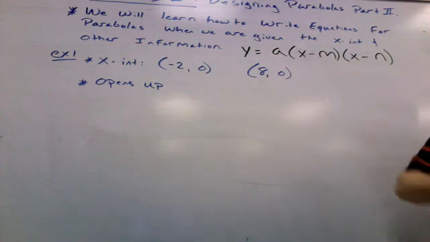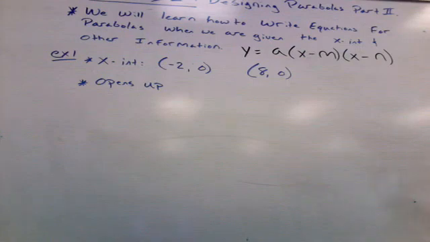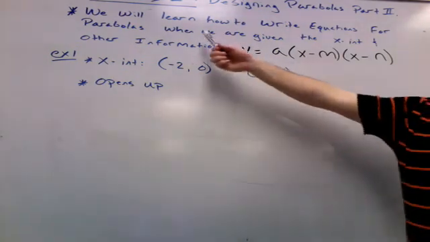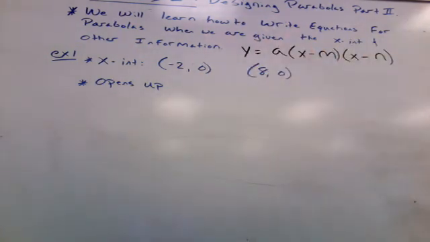A determines what? If it opens up or down. Good. A tells us if the parabola opens up or opens down. When A is positive, it opens up. When A is negative, it opens down. So what we're going to do is learn how to write equations for parabolas when we are given the x-intercepts and other information.